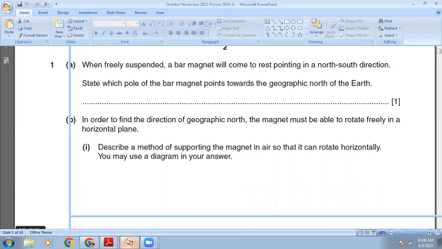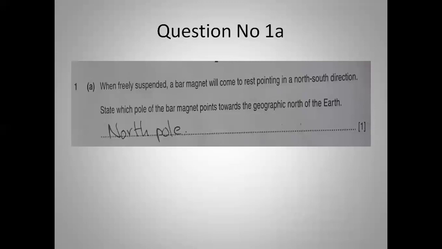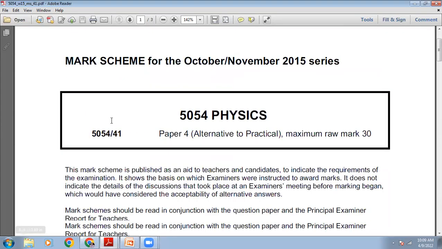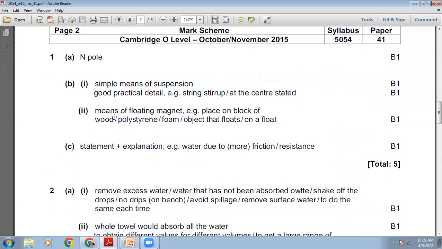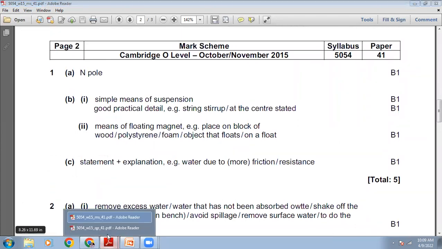So let me show you my answer. So here we go, north pole of the bar magnet. That's the answer. Okay, so let's have a look at the marking scheme as well. The marking scheme says North Pole. So here you can see the marking scheme showing up on your screen.